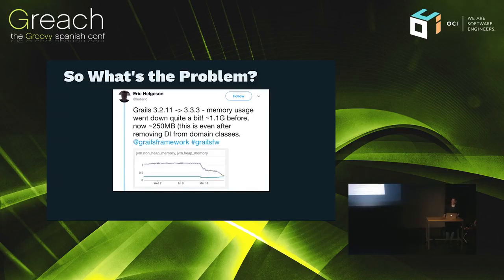Just as a reference point for this, this tweet was posted by Eric last week maybe. He upgraded from Grails 3.2 to 3.3 and noticed that his memory consumption went down from 1.1 gigabyte to 250 megabyte for a Grails application. The reason for this is that in Grails 3.3 we removed the ability to dependency inject domain classes. We disabled it by default in Grails 3.2, and in Grails 3.3 we removed domain classes completely as dependency injection candidates. So just the fact that the dependency injection metadata was missing caused that massive drop in memory consumption, because of what Spring does at runtime to instrument your classes.